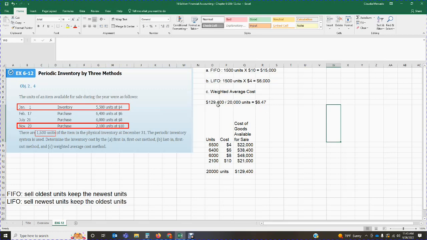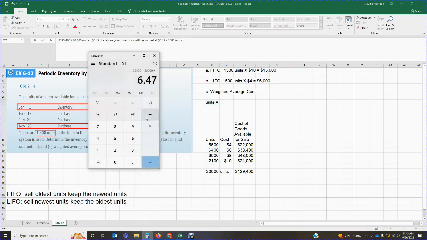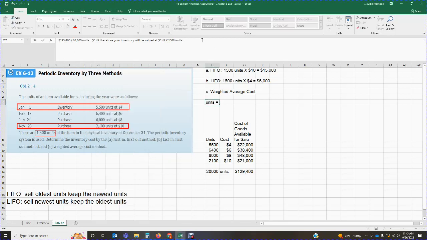Once you have your average cost, then you can calculate your amount. So now you know you have that. Therefore, your inventory will be valued at, so we have $6.47, and we're going to multiply it by 1,500 units. That's going to give me $6.47 times 1,500. So your inventory would be valued at $9,705.